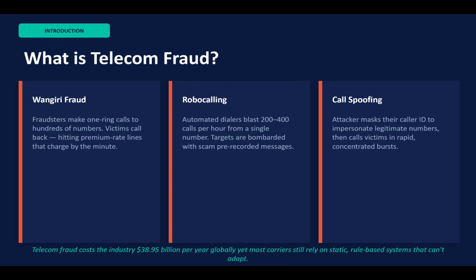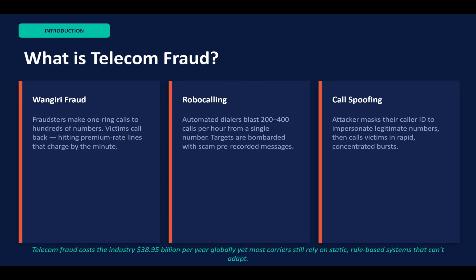First is one-ring fraud. Fraudsters make one-ring calls to hundreds of numbers. Victims call back, hitting premium rate lines that charge by the minute. Robocalling: automated dialers blast 200 to 400 calls per hour from a single number. Targets are bombarded with scam pre-recorded messages. Call spoofing: attackers mask their caller ID to impersonate legitimate numbers, then call victims in rapid, concentrated bursts. All right, so those are the three main types.